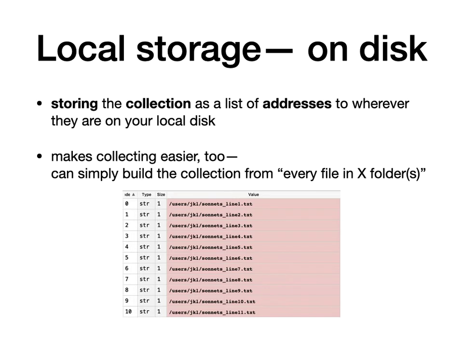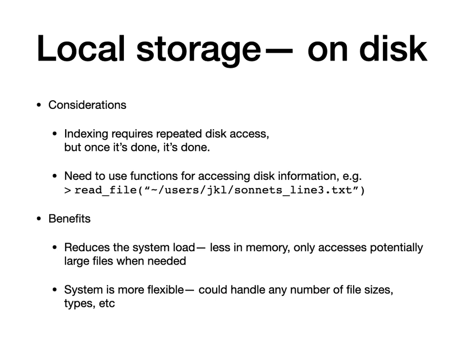Now, in general, local storage on your disk does require repeated disk access, but once it's done, it's done. When you are building the index, you're going to have to access the disk quite a lot. That's annoying, but remember that indexing happens once, and then from now on, we just have the list of all the addresses of the files, the locations, accessible for the search system. And you'd need to use functions like read file functions. You should be getting familiar with these in general, but they matter. That's how you bring this text into your information retrieval system.